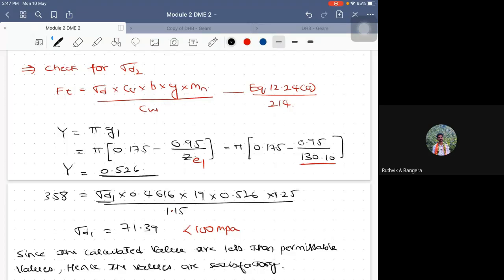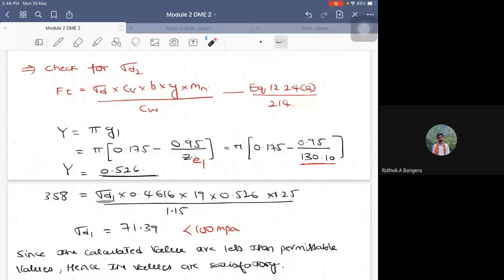Okay. Any doubts until now? All the procedure remains same. Just there is a small change. See, initially you used to substitute just Z1. Now we are substituting ZE1. That's it. Little bit changes would be there, but spur and helical gears.